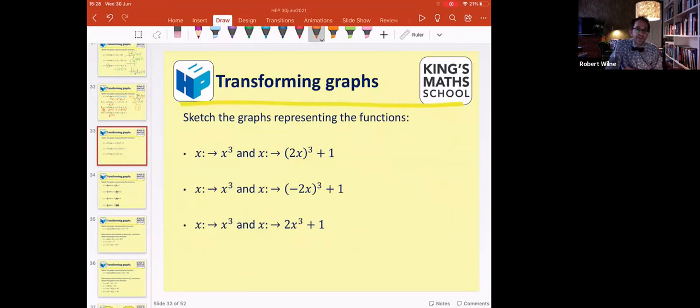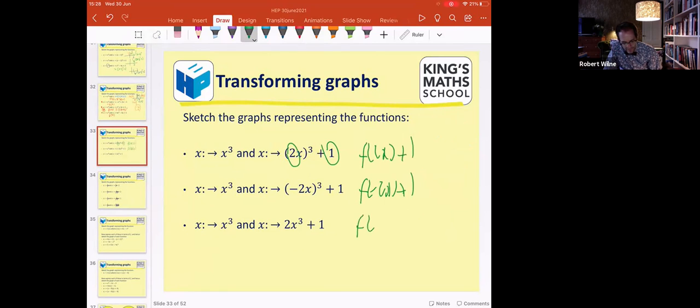And then, of course, they've got the same thing here, slightly more complicated using the cubic function, and also now using a combination of transformations. That was my idea here. So we've got the stretch scale factor a half, and so we've got f of 2x plus 1, and f of -2x plus 1, and something f of something plus 1.